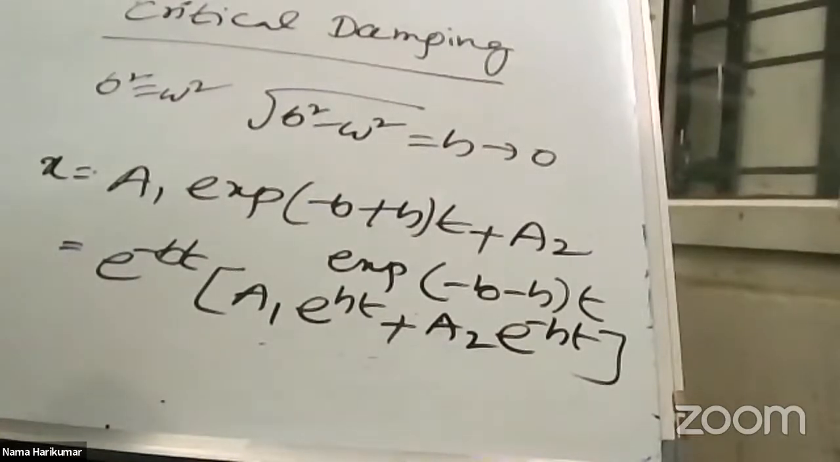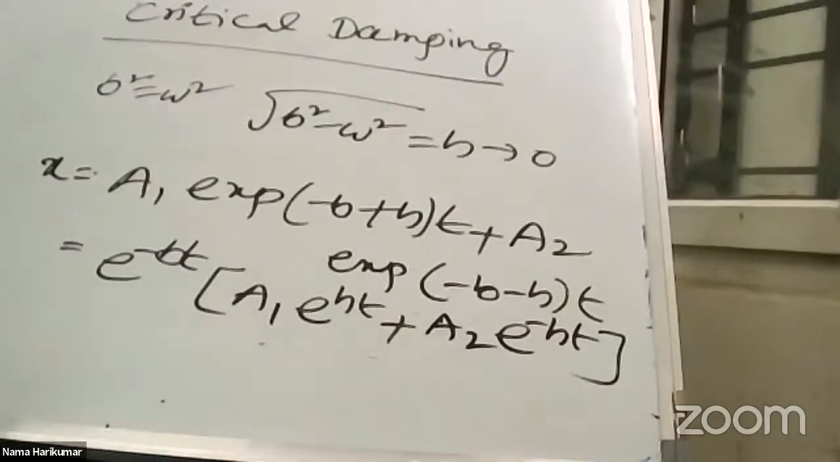So e to the power of h t means the expansion of e to the power of h t, that is 1 plus h t, plus 2 h t, plus 3 h t, plus 4 h t, up to n h t. For example, e to the power of minus h t, you have to expand it. The expanded value is minus h t plus 2 h t minus 3 h t plus 4 h t minus 5 h t, like this up to n h t. Okay, like this we can write it.